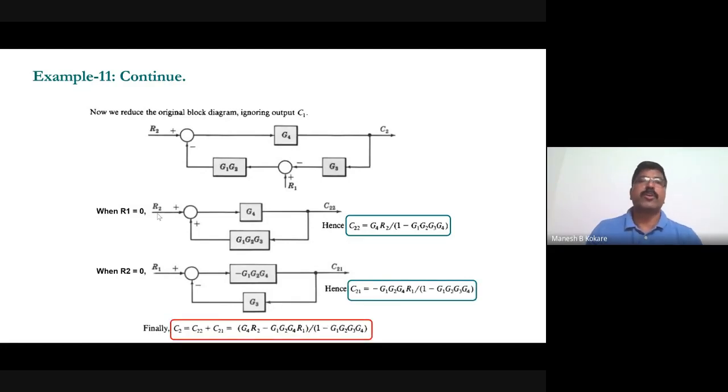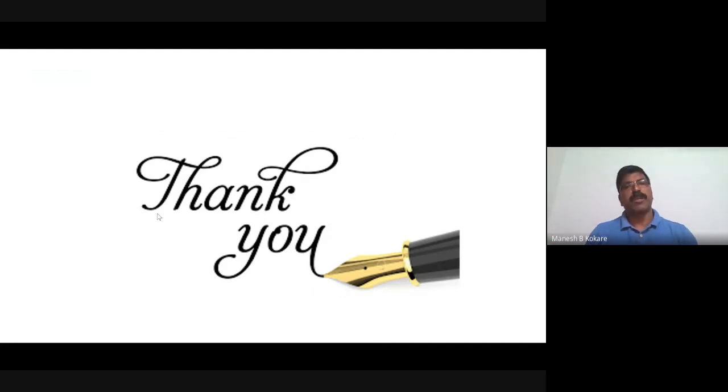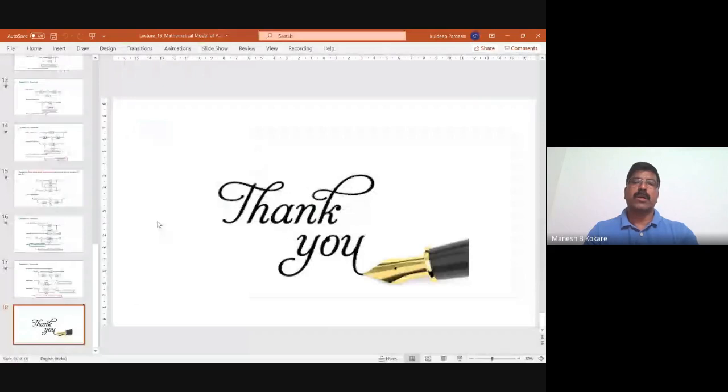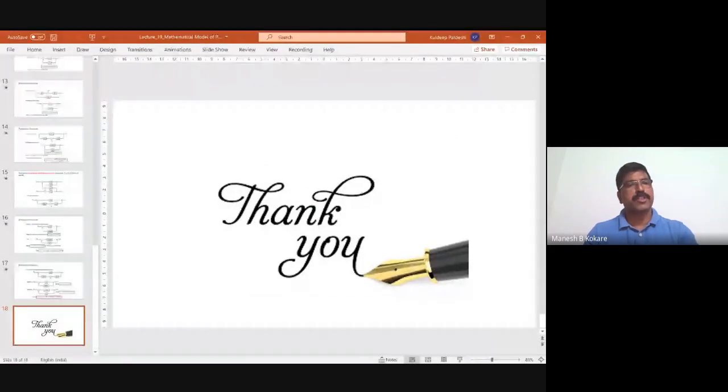So in this way, you can solve the problem of multiple input, multiple output. Okay, I hope that you have understood block diagram reduction technique of any complicated block. You can solve the problem, and you can find out the overall transfer function of given system by using block diagram reduction technique. If you have any doubt, you can ask frankly. Otherwise, we'll call it a day.